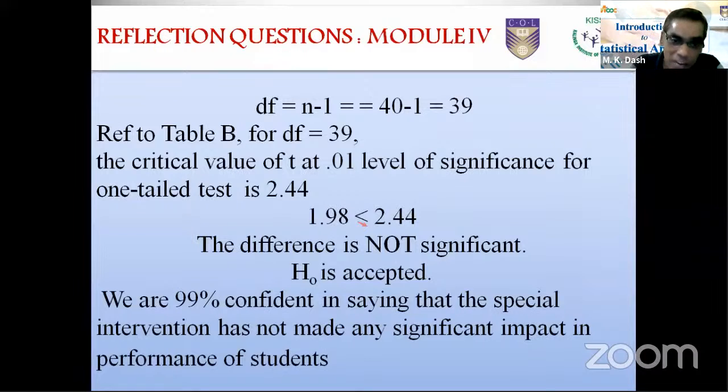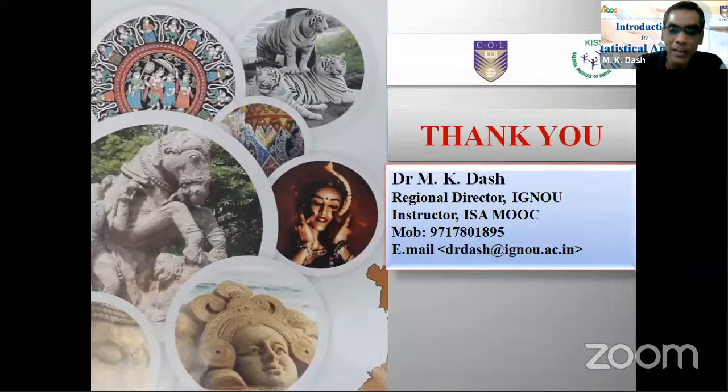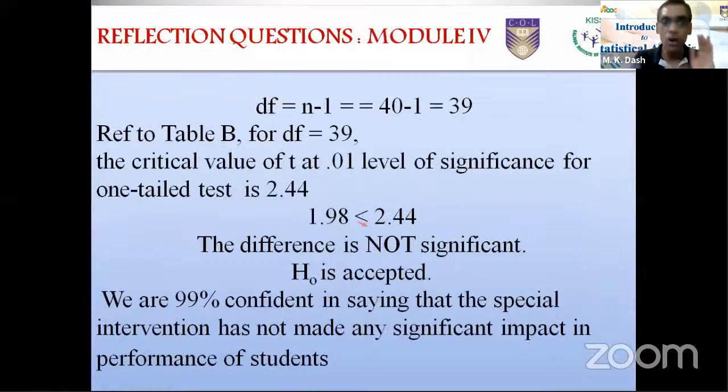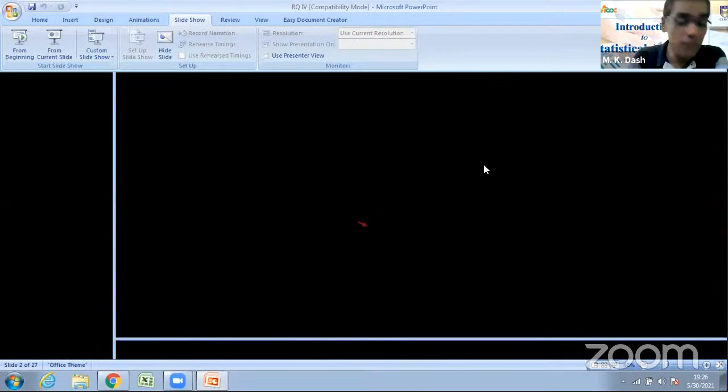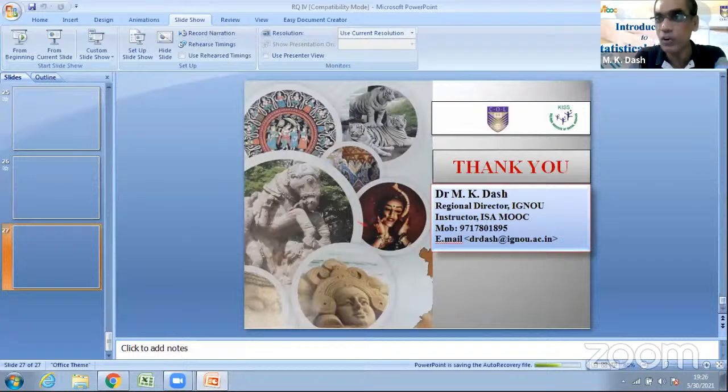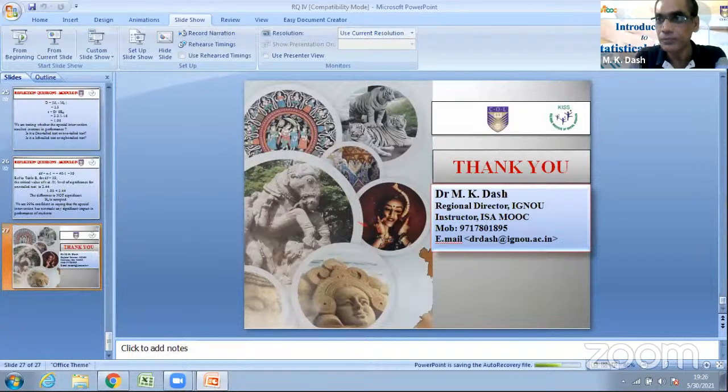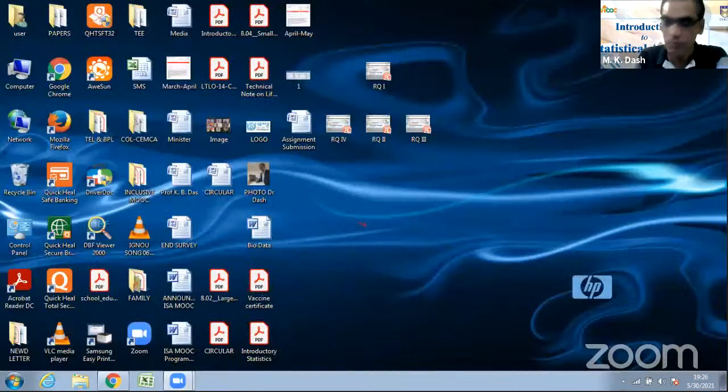So we are 99% correct in interpreting this statement; only a 1% error we have been making. This is the way you are required to analyze and interpret the questions. I hope we have completed all the reflection questions, reflection question 1 to 4.